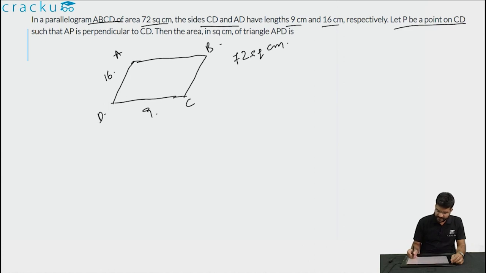Let P be a point on CD such that AP is perpendicular to CD. So let P be a point such that AP is perpendicular to CD. So this is a right angle, 90 degrees. Then the area in square centimeters of triangle APD is. We are required to find the area of triangle APD. It is a right angle triangle.